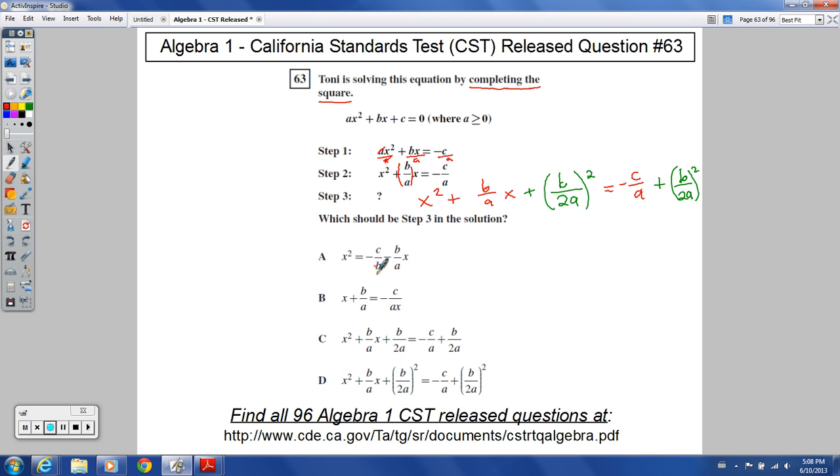Not this one, not that one, not that one. Definitely choice D. Number 63, choice D.